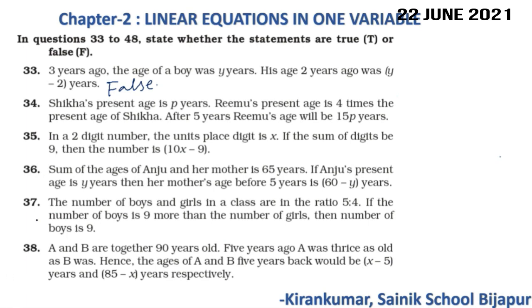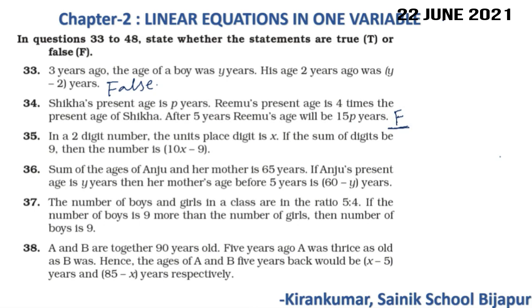Question 34. Shika's present age is p years. Remove's present age is 4 times the present age of Shika. After 5 years, Remove's age will be 15p years. This particular statement is also a false statement.